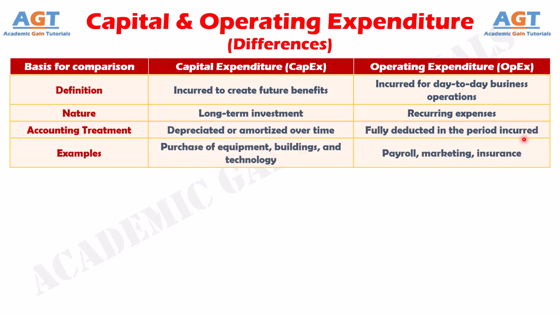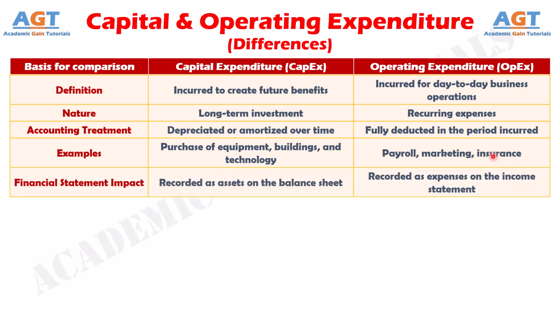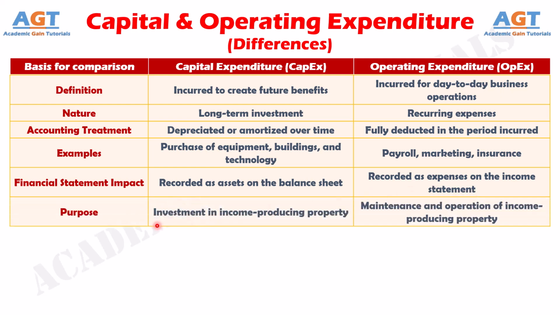Number 4. Examples of capital expenditure include the purchase of equipment, buildings, and technology, whereas examples of operating expenditure include payroll, marketing, and insurance. Number 5. Capital expenditures are recorded as assets on the balance sheet, whereas operating expenditures are recorded as expenses on the income statement. Number 6. Capital expenditure involves investment in income-producing property, whereas operating expenditure is related to the maintenance and operation of income-producing property.